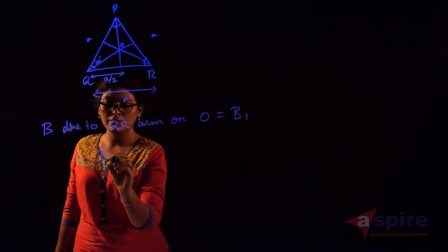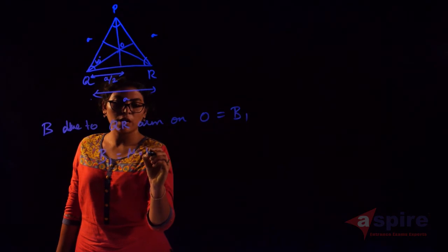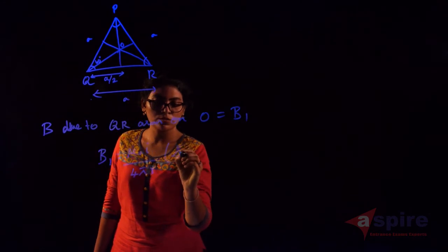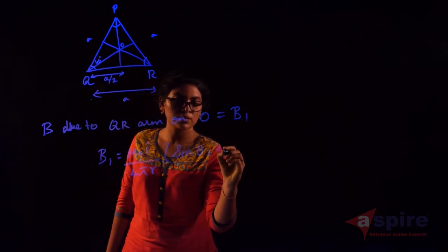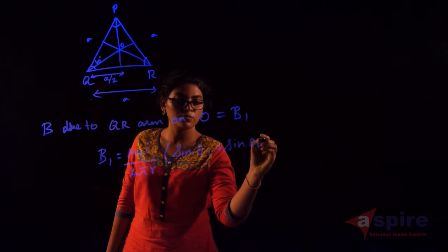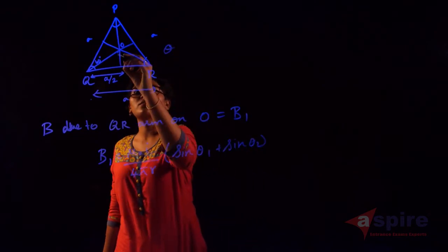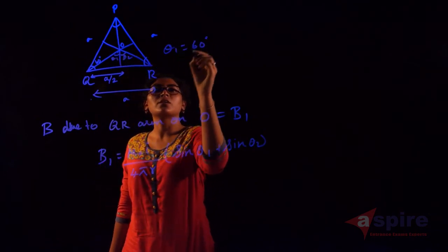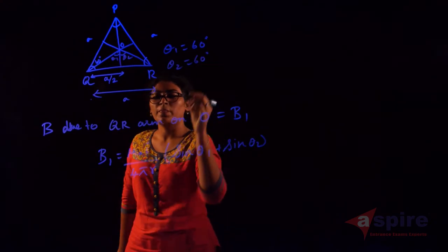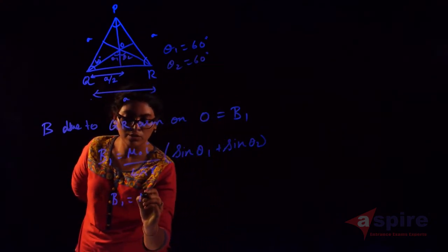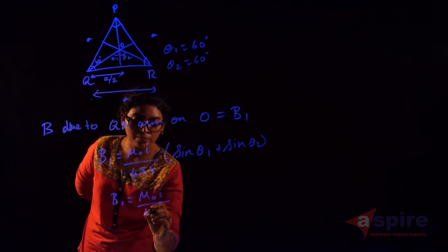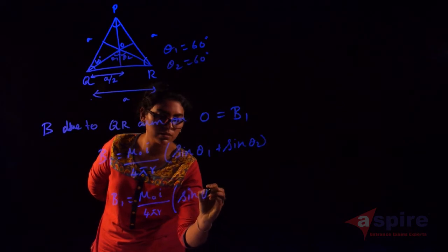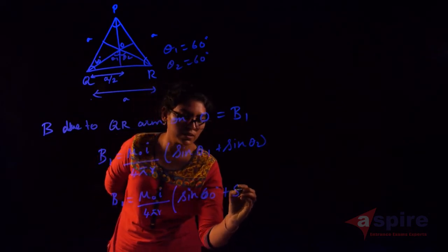So B1 is equal to mu naught I divided by 4 pi R into sin theta 1 plus sin theta 2. As we know, this is theta 1 and this is theta 2. Theta 1 is equal to 60 degrees and theta 2 is also 60 degrees. So B1 is equal to mu naught I divided by 4 pi R into sin 60 plus sin 60 degrees.